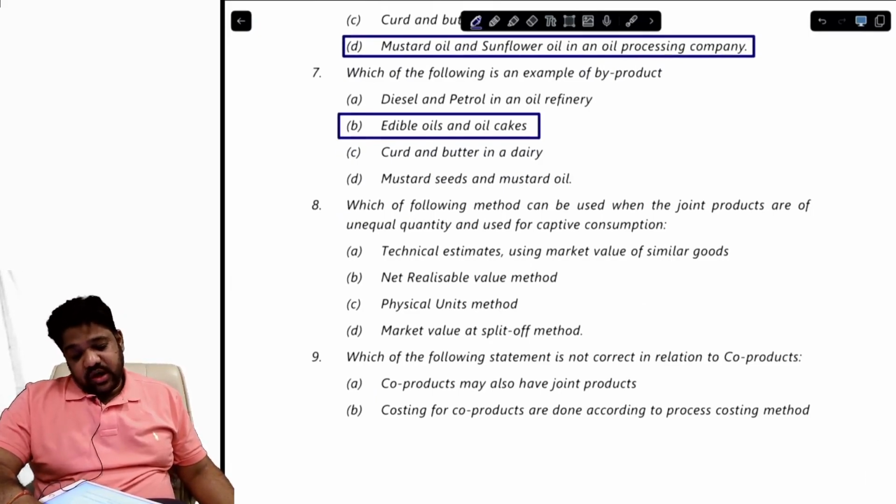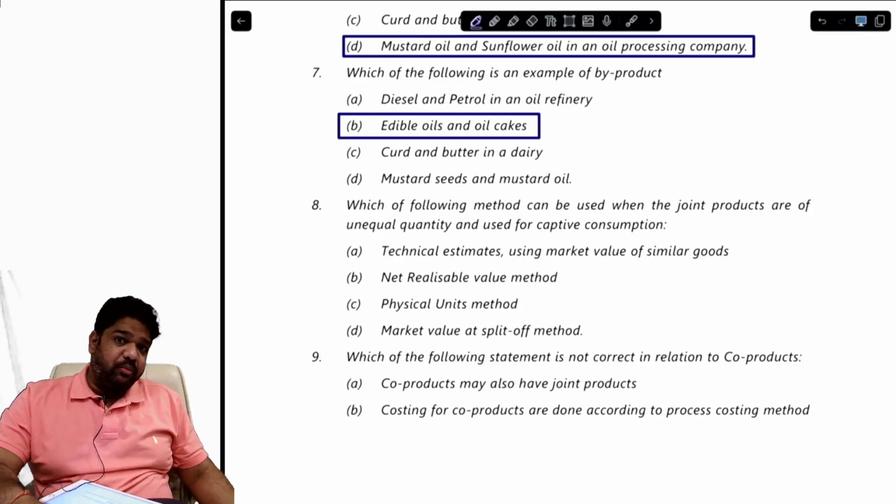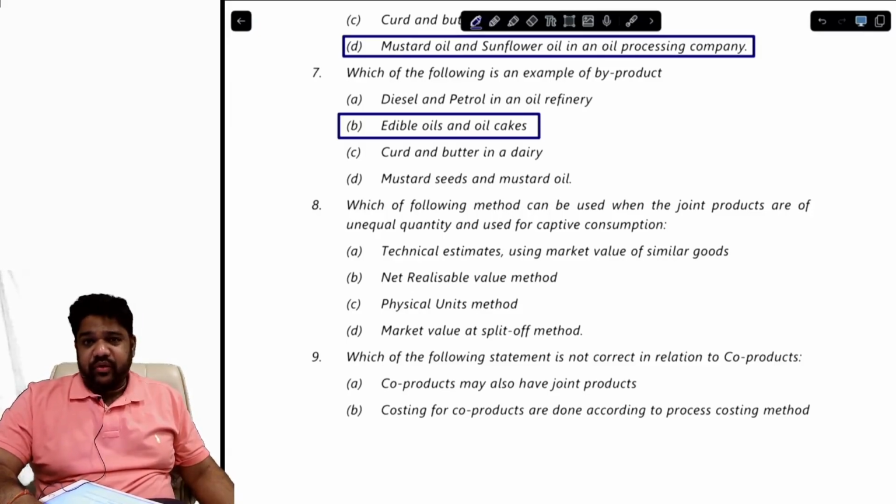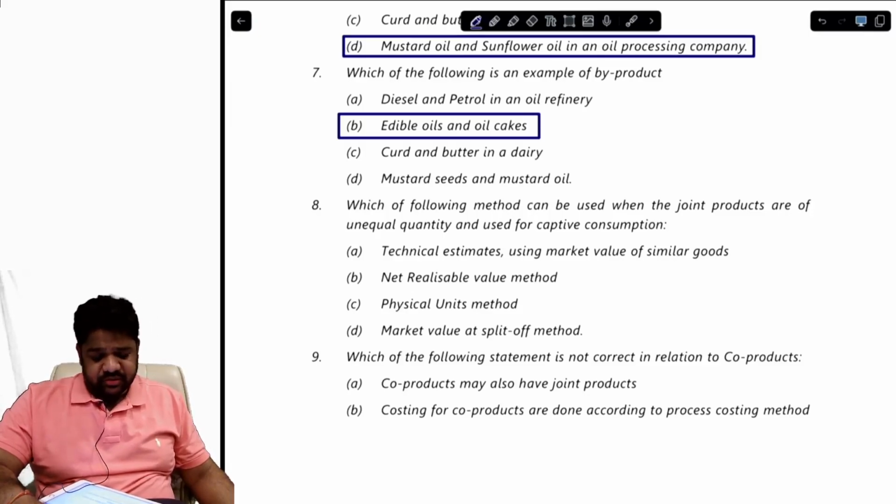Now, eighth one. Which of following method can be used when the joint products are of unequal quantity and are used for captive consumption? Very nice, huh? Good one. So when you're captively consuming, what method can you use? Technical estimates using market value of similar goods. This is one good one. See, because if you wouldn't have used for captive consumption, you would have bought the material from the market. And if you would have bought the material from the market, then obviously you would have to pay for it. So that much will be the value of captive consumption. Could be.